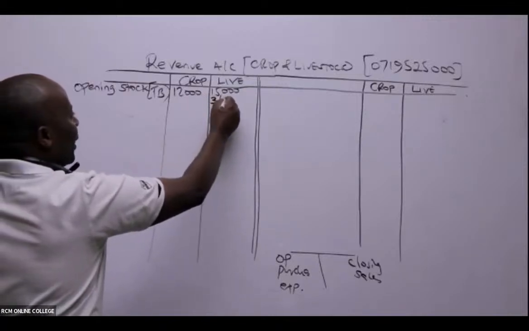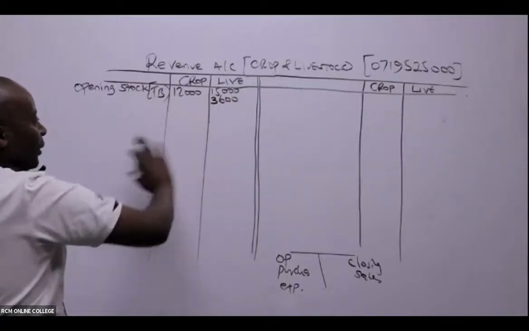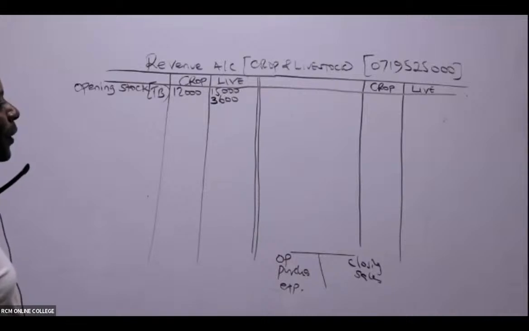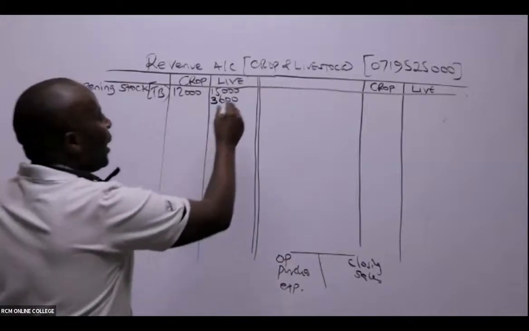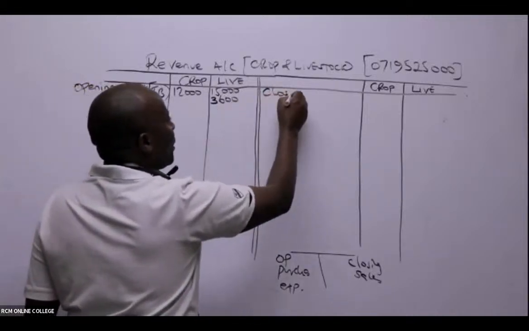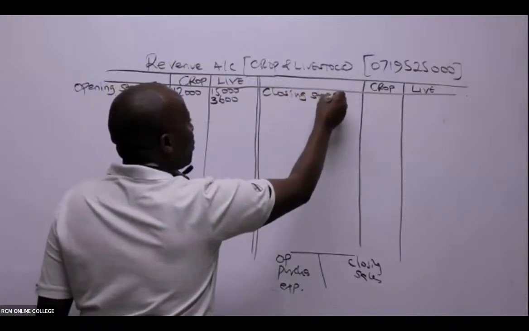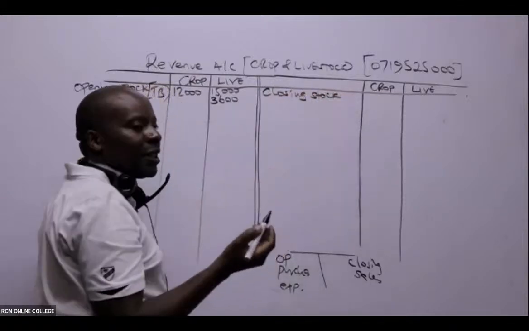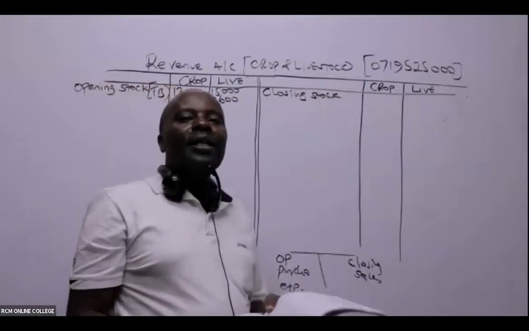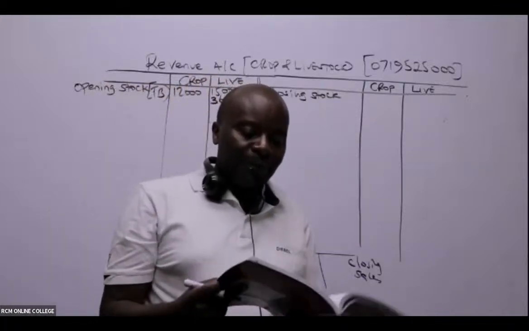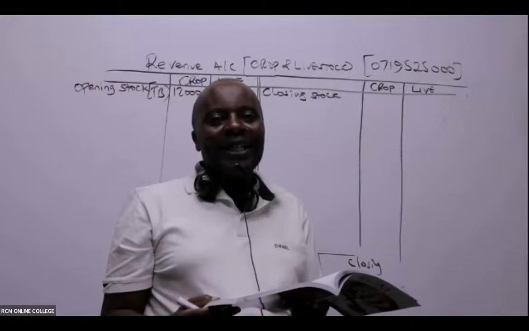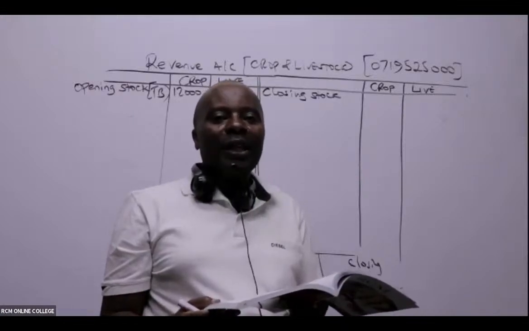You don't have to write another opening stock here. No, that's enough. Then you come here and write for us closing stocks. So remember, closing stocks, in most cases, are normally provided in the additional notes. It's rare. You can't get a closing stock in a TB.